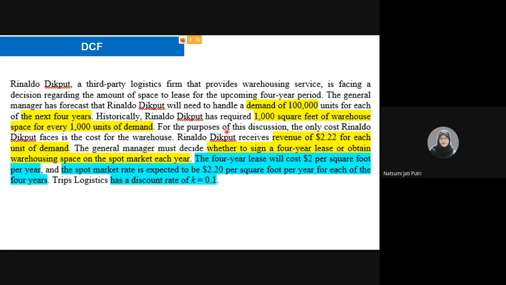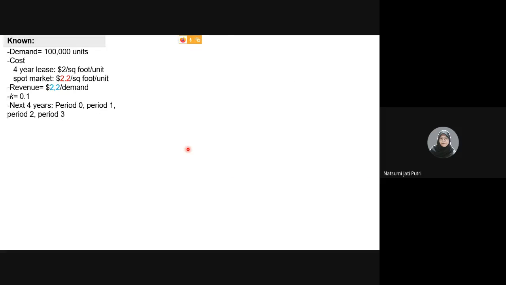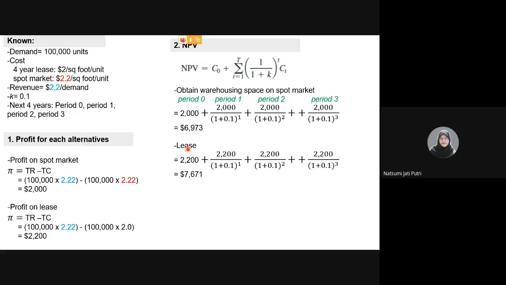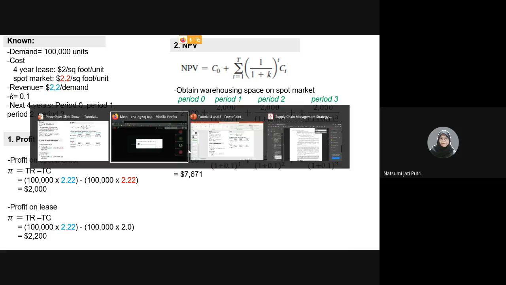I think that's it for the discounted cash flow, because it doesn't have any uncertainty or probability. We can just compute it with discounted cash flow. For this problem, is there any question?